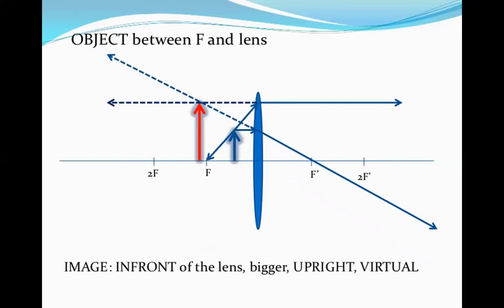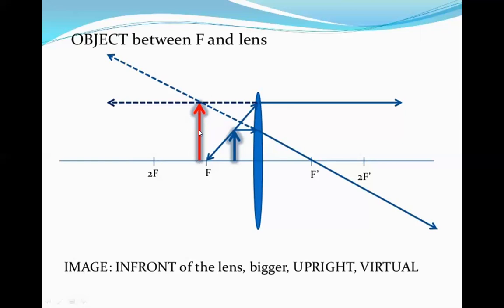When the object is placed between f and the lens, that is, this blue arrow is the object, then of the two rays of light, one is parallel to the principal axis, passes through the lens, and after refraction passes through the principal focus. The second ray we can consider as passing through the center of the lens. If we draw this line and proceed backward, it might intersect somewhere here. Or you can consider another ray of light. So the intersection of the two lines occurs behind the lens on the same side.